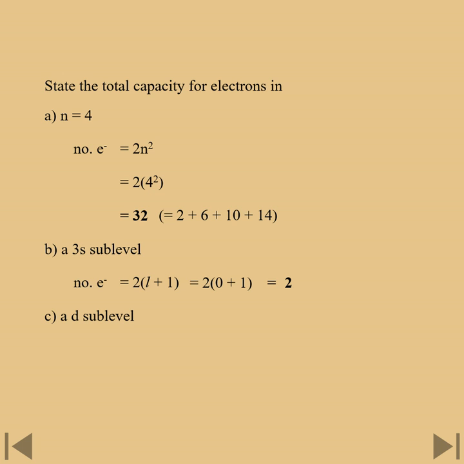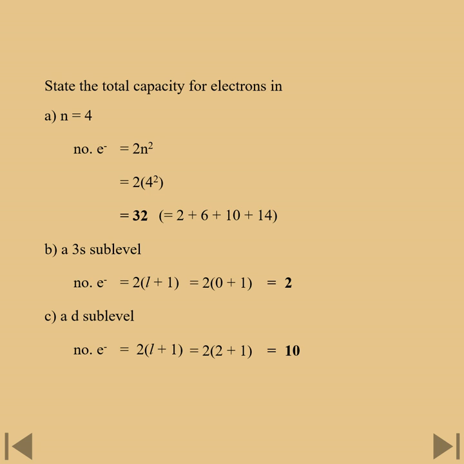2 electrons per orbital, 2 electrons per subshell if you only have 1 orbital. For the d subshell, L is equal to, well, S is 0, P is 1, D is 2, F is 3, so the angular quantum number is equal to 2, twice 2 plus 1, for 10 electrons. Okay, I've got a mistake in here. It's actually supposed to be twice 2 times L.